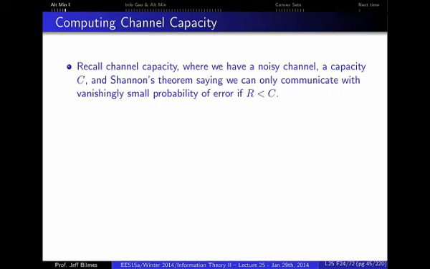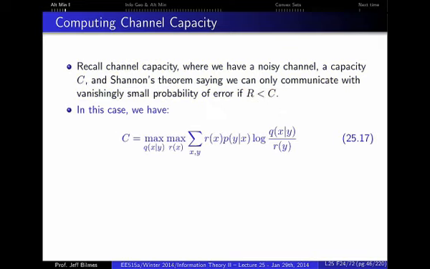But before we do that, let's look at channel capacity, because it turns out that in the Blahut and Arimoto papers, because they were primarily information theorists, they found that this kind of procedure also works for computing the channel capacity function. So let's just recall what that is. We have a noisy channel. It has a capacity C, and Shannon proved that it's the limit of communication. We can only communicate at rates no greater than the capacity, if we want small probabilities of error.